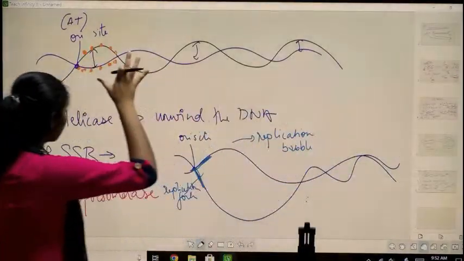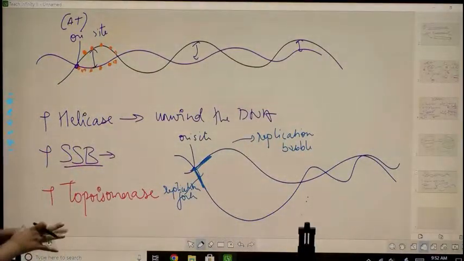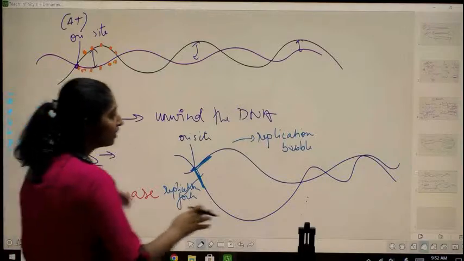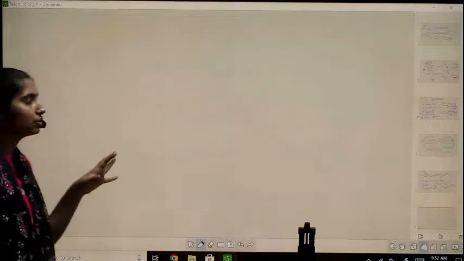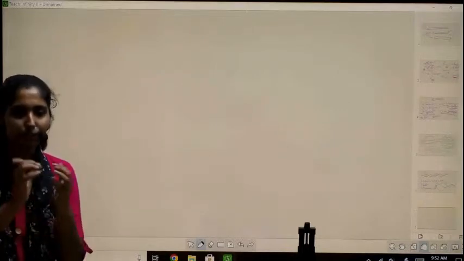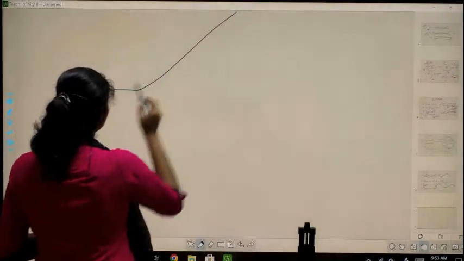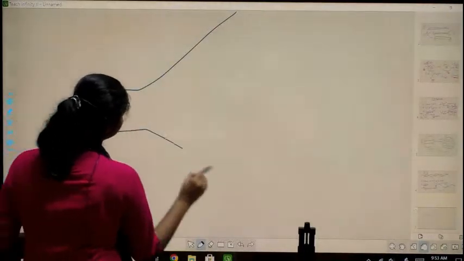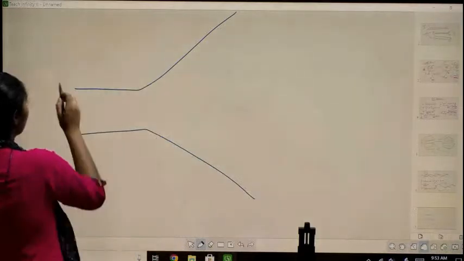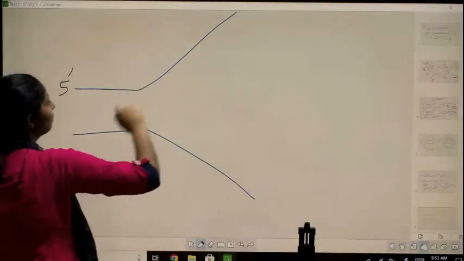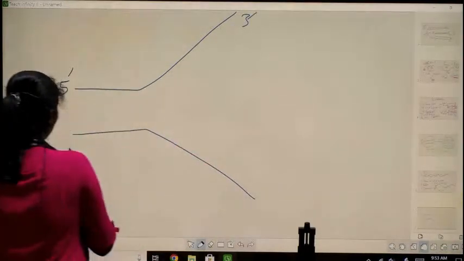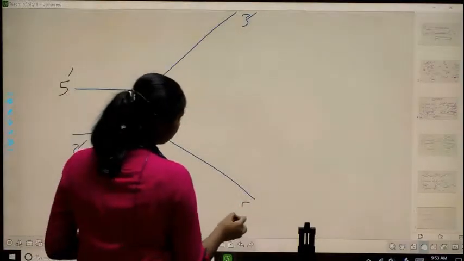So these were some of the enzymes that we required, and we have seen what all we require. So let's start the process of DNA replication. For DNA replication to start, we need an ORI site from where helicase will start to open them, right? And what we see is, this is the replication fork. We have two strands, 5' to 3', and another one is 3' to 5', right?